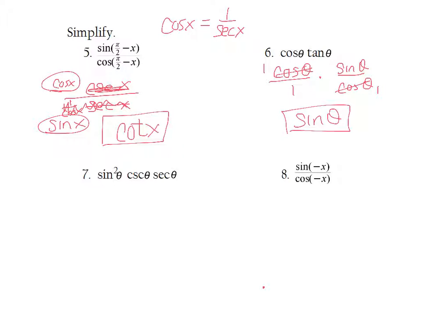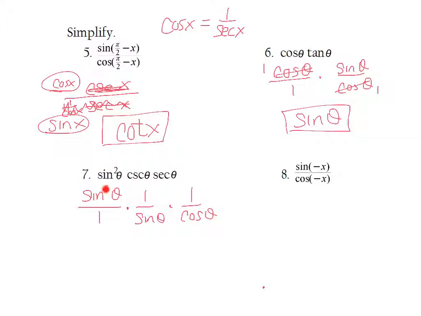Okay, number 7. Oh, we got a squared here. That's okay. Just write it sine squared theta. Put it over 1. Multiply it by, let's do some reciprocal identities. This cosecant can bump down and be called sine theta. Secant can be bumped down and be called cosine theta. And let's see if we can reduce anything then.